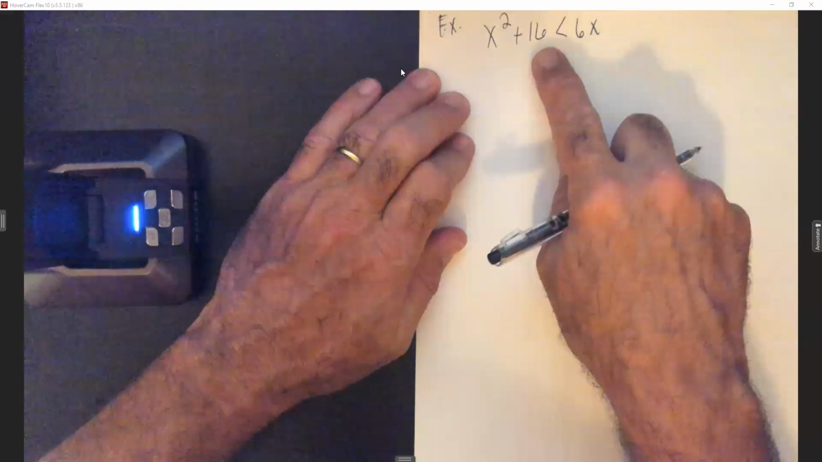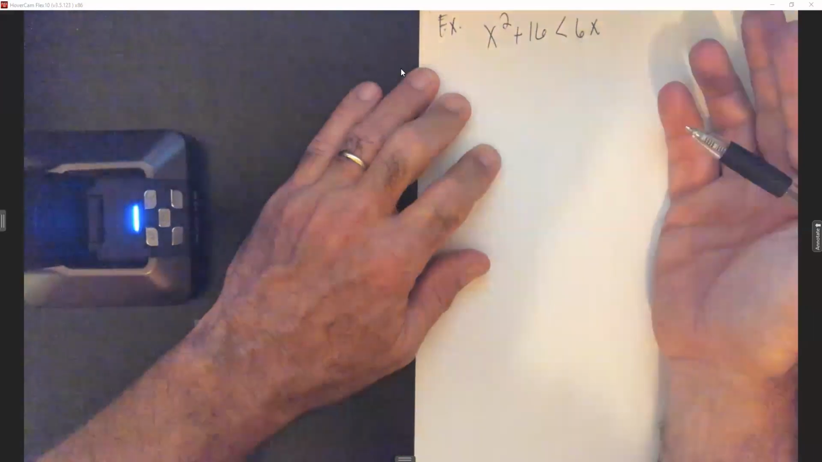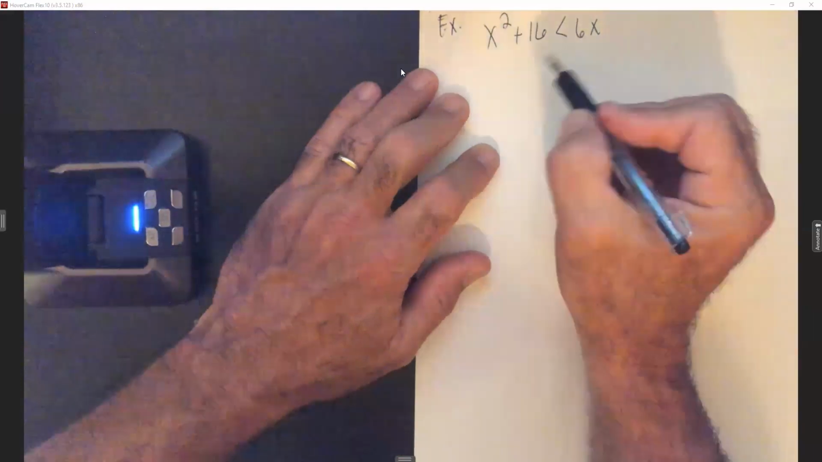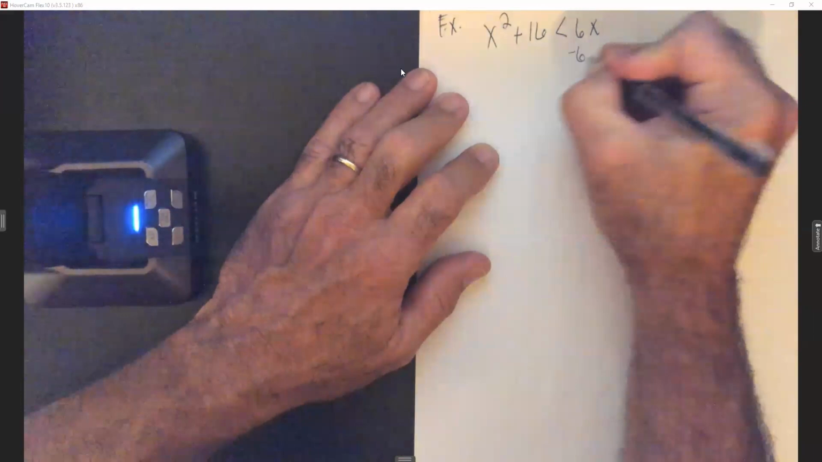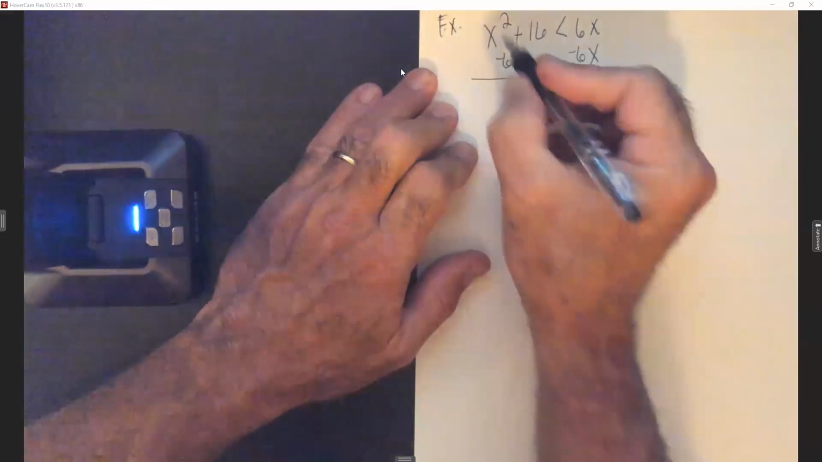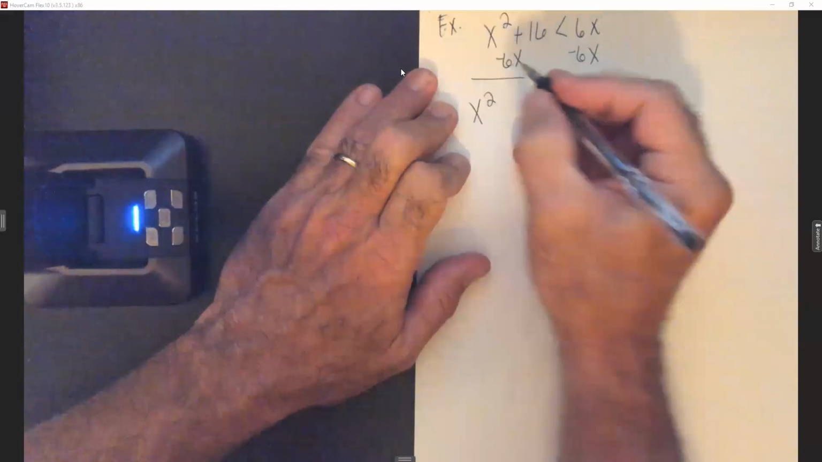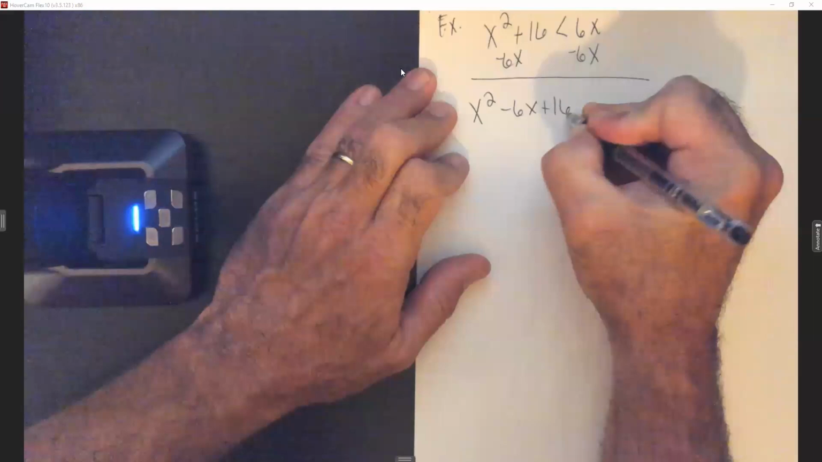All right, so what's going to happen on this one? I've got an x term, so I'm going to get the x's on this side and have it equal to 0. If it had just been a number, then I'd have done my square root stuff. So we got to subtract that 6x from both sides. So notice I get an x squared minus 6x plus 16 less than 0.